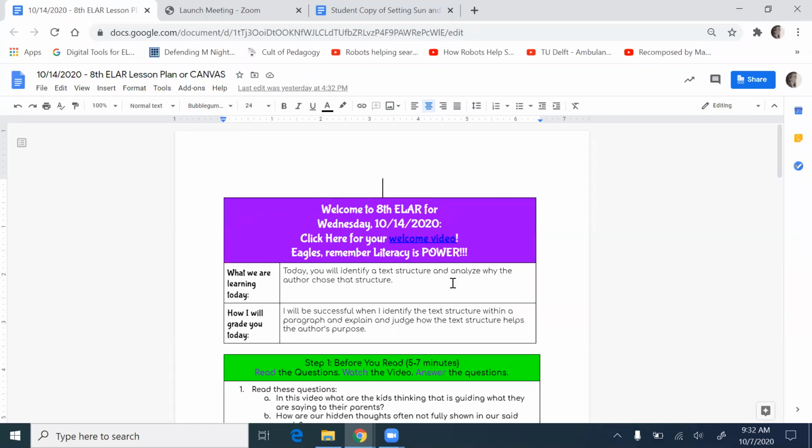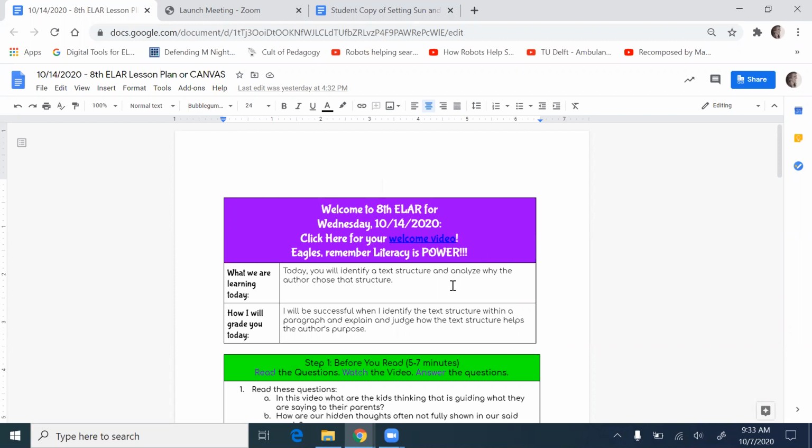So today, our goal is to be able to identify a text structure and analyze why the author chose that structure. So what is that text structure that you see? Compare and contrast, problem solution, cause and effect, all of those that we know that you've been looking at since third grade. Which ones is the author using? Analyze means why are they using that?